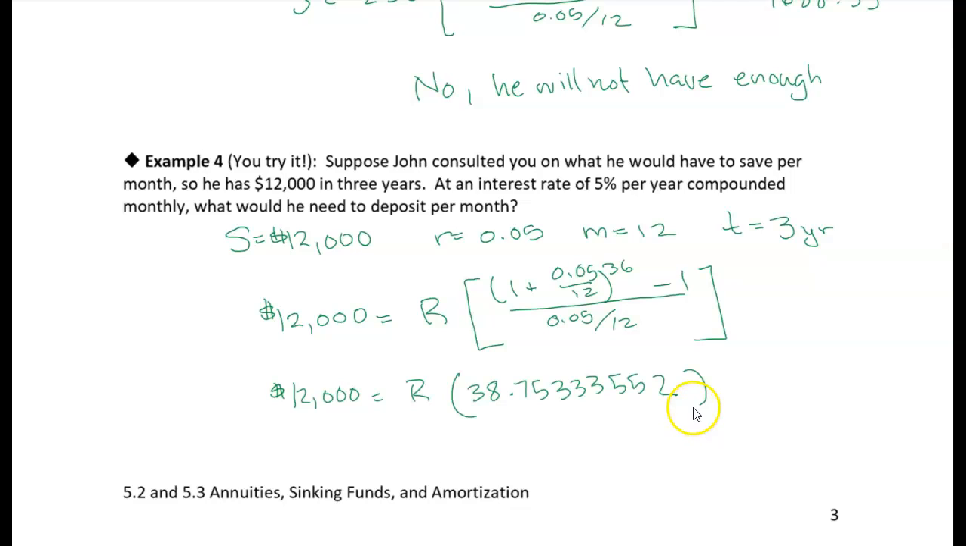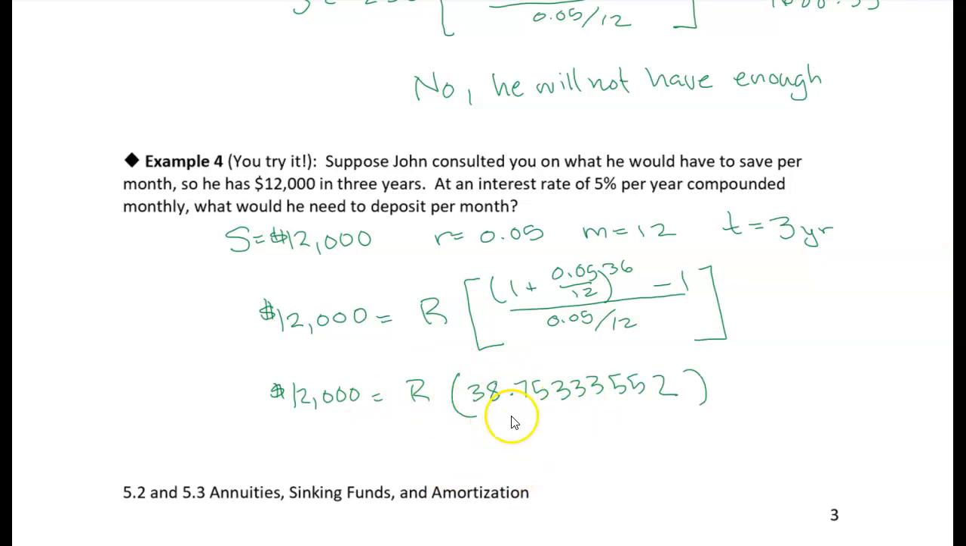Now notice I'm carrying out a lot of decimal places. But I would say you should get in the habit of carrying out a lot of decimal places for these intermediate calculations, because your online homework is going to want answers down to the penny. If you start rounding off too soon, you're going to get round-off error, and it's going to tell you that your answer is wrong, even though it's not technically wrong. It's just not precise enough.